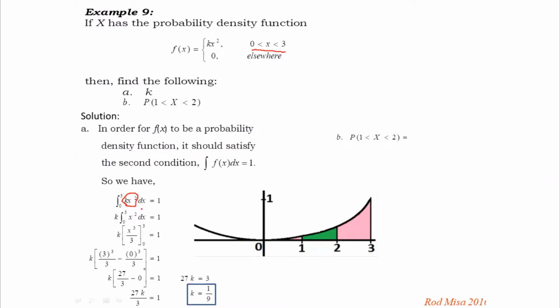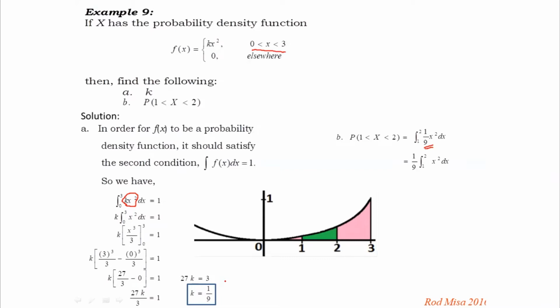Now, solving for our letter B, which is the probability of the random variable x between 1 and 2, we use the notion of integral calculus, that this is the integral of our PDF of 1/9 x squared, since we have already the value of k from the solution in A. So we have the integral of 1/9 x squared dx from 1 to 2. Factoring the constant 1 over 9 outside the integral symbol, we have 1 over 9 times the integral of x squared dx from 1 to 2.